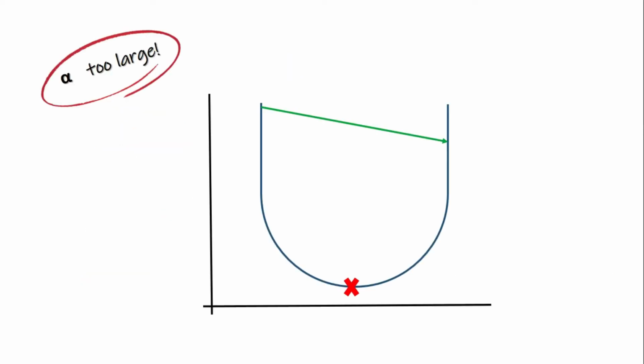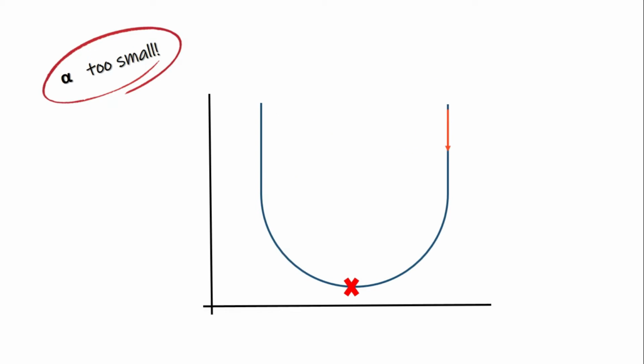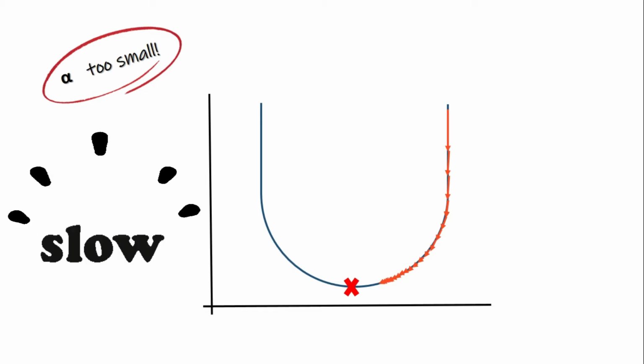Can we use a very large alpha and have huge steps to get to the bottom very fast? The answer is no. If alpha is too large, you spend all your time bouncing around the loss landscape and never actually descending to the bottom of the bowl. Conversely, if alpha is too small, then it will take too many iterations to reach the bottom of the bowl. This means it takes a really long time to reach the bottom, so it's extremely slow.